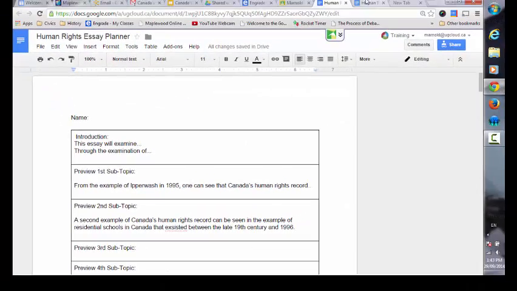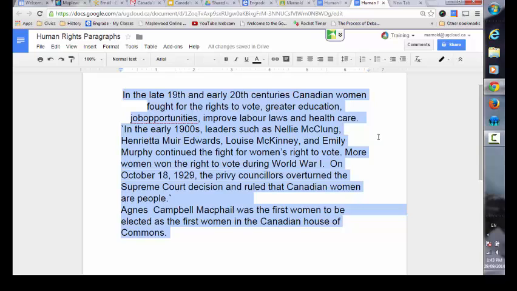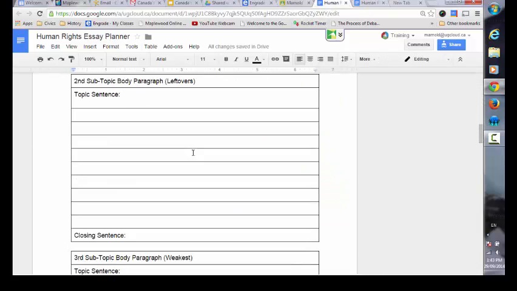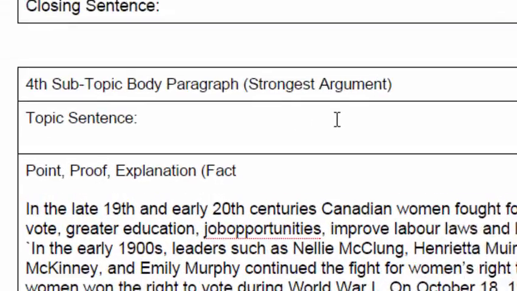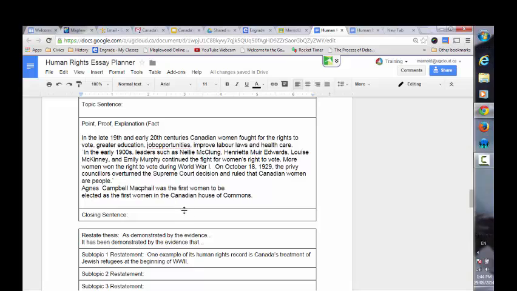So far, we've taken our paragraph from this presentation. I put it over here so I can work on it. And this is just a document that I created called Human Rights Paragraphs. This is the women's rights one. And I've determined that this is my absolute number one best fact. Therefore, because it's my best fact, I put it at the very bottom under strongest argument here.